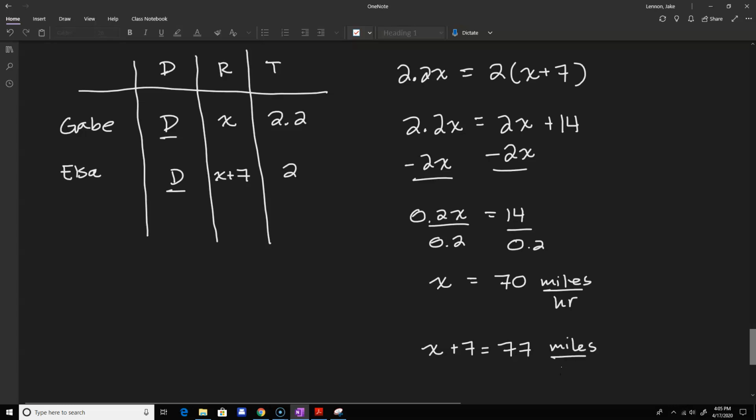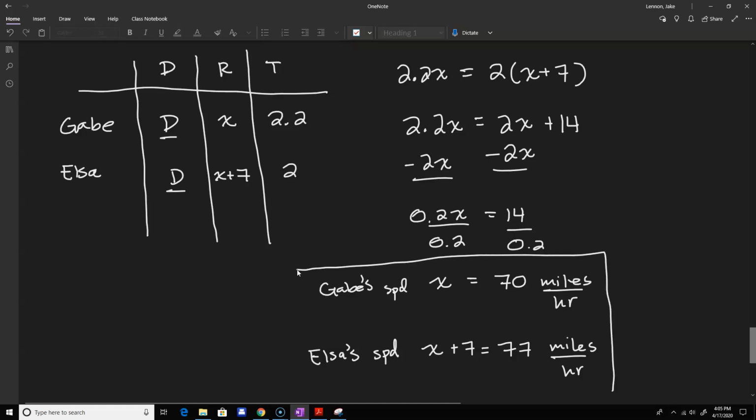So those would be our answers here. This is, again, Gabe's speed, and this one is Elsa's speed. Probably their average speeds, right? They're not going to travel the same exact value, but anyway, this is what the problem is asking for, so that is the final answer.